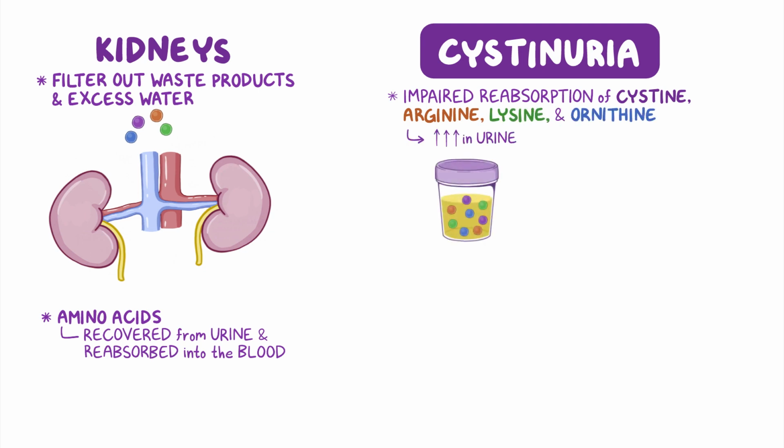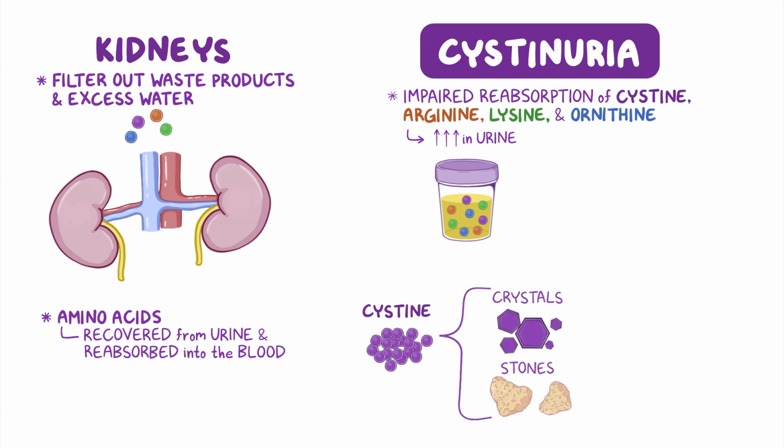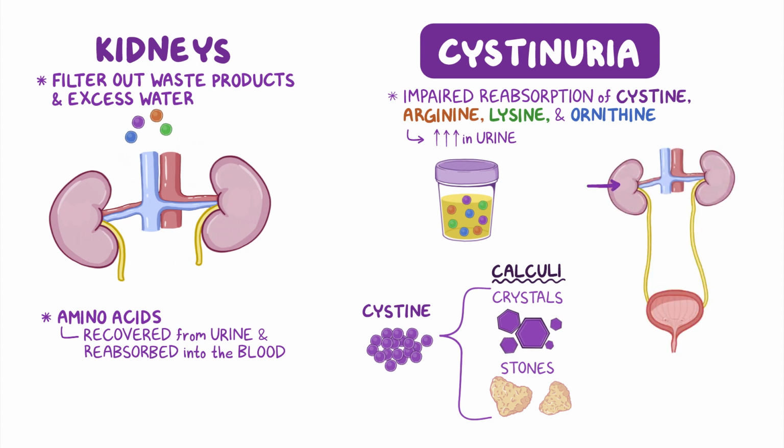At high concentration, cystine clumps together to form crystals and stones, also called calculi. These can be found along the urinary tract, including the kidneys, ureters, and urinary bladder.